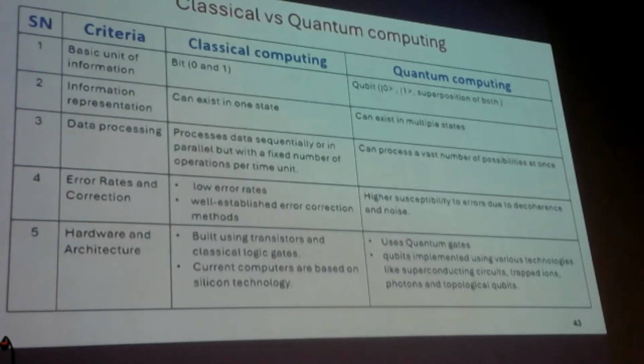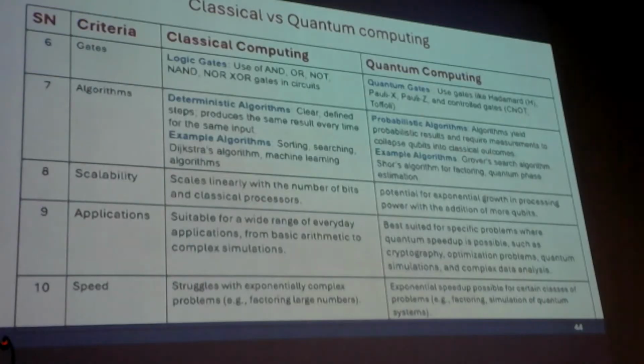Hardware and architecture, we know for classical computers, it's using transistors, classical logic gates, and then they are based on silicon technology. We all know that. But quantum computers use quantum gates. Then qubits are implemented, as I said, to generate the QPU, the quantum processing unit. Different technologies like superconducting circuits, trapped ions, photons, and topological qubits, they all can be used.